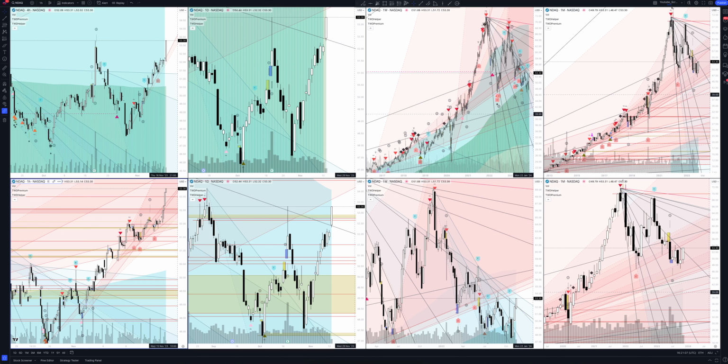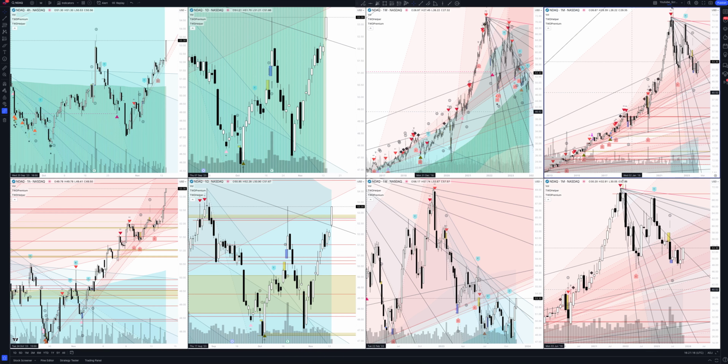Today we will take a look at Nasdaq stock. Let's analyze the market situation and find out how you can make money on it. Let's start. We always start our analysis from the global market.